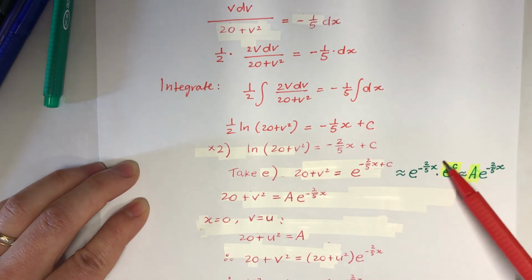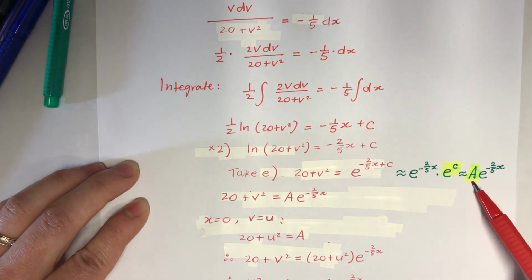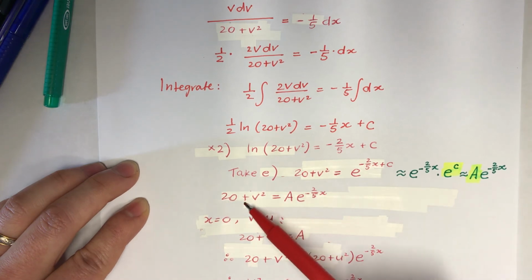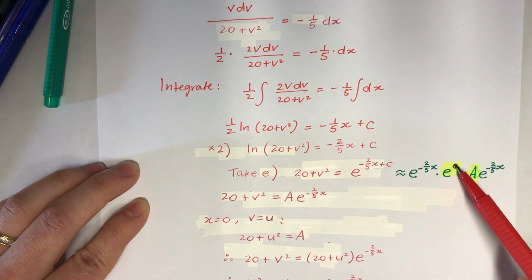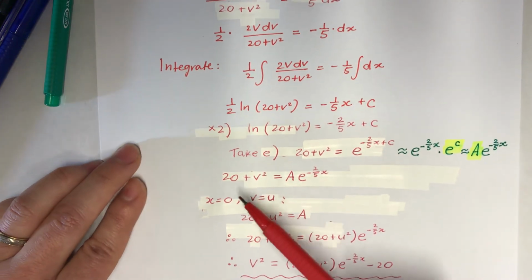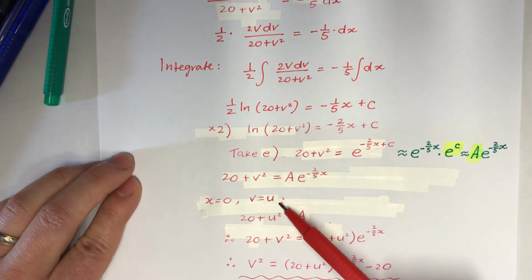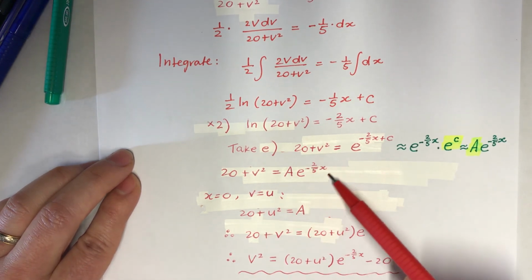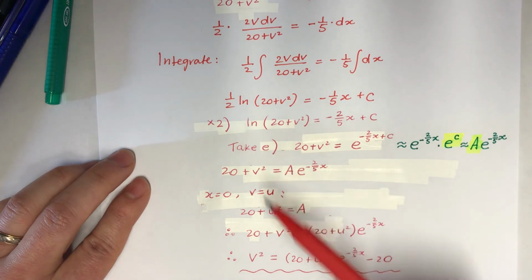Now that is a constant, so I'm just going to make that constant a. So then the whole thing becomes like this. Yeah, can you see that? So a is really e to the power of c, whatever that is. And then initially x equals 0 and v equals u, because that's in the question. So I'm going to put it in, and when x is 0 here, it's 1. So a equals 20 plus u squared, because v becomes u at the start.